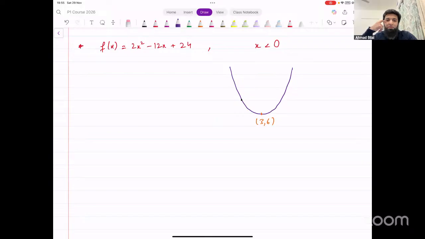Can all of you do this? x is less than 0. That's the domain. What about the range?